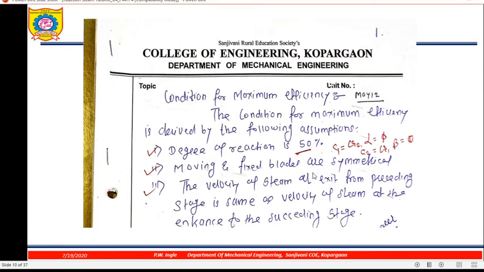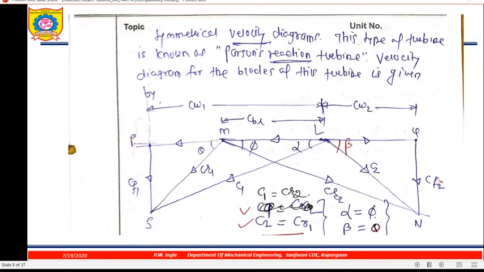Now in the previous lecture we discussed the Parsons reaction turbine. When we call a reaction turbine a Parsons turbine, there are some conditions. First, there is a 50% degree of reaction. Second, alpha equal to phi and beta equal to theta. So for alpha equal to phi, C1 equal to CR2, and for beta equal to theta, C2 equal to CR1.